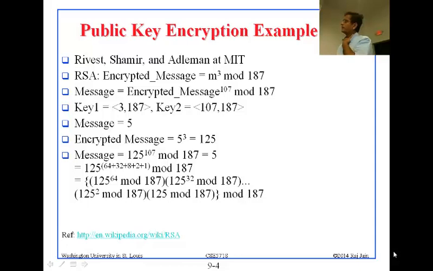So for example, you could use the key 3, 187, where every message that you want to encrypt, you raise it to the power 3 and then take mod 187. This is just an example, and I'll show you how to get these numbers 3 and 187 in a minute. And to decrypt it, you take the encrypted message, raise it to the power 107 and take mod 187.